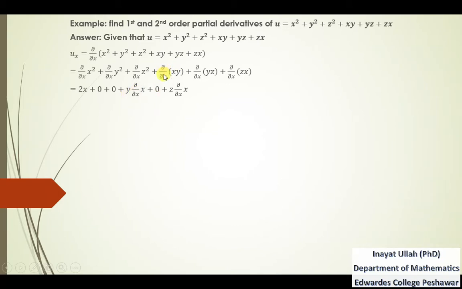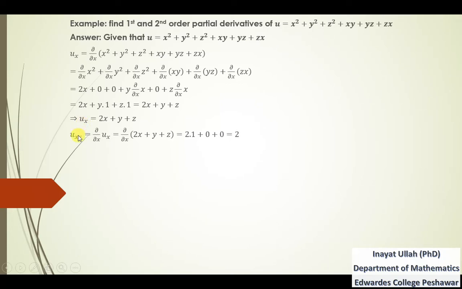So we are left with del x of x. There is no x, so the derivative of yz with respect to x is 0, and similarly z is kept constant, so z will be written outside this derivative. Now in this step, that is 2x, y into 1, z into 1, so that is 2x plus y plus z. That is the first order partial derivative of u with respect to x.